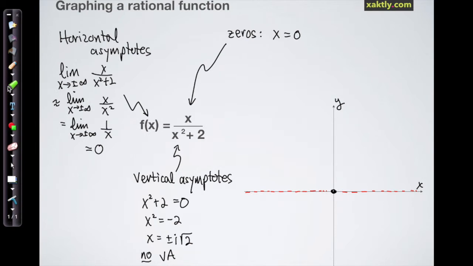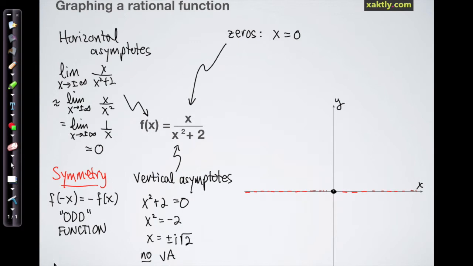All right, now let's consider the symmetry of this function. Notice that the denominator is always positive. So the function just really takes on the sign of the numerator, which is negative for negative x and positive for positive x. In other words, f of negative x is equal to the negative of f of x, which makes this what we call an odd function. And that'll help us to graph it. Specifically, it rules out the lower right and upper left quadrants.